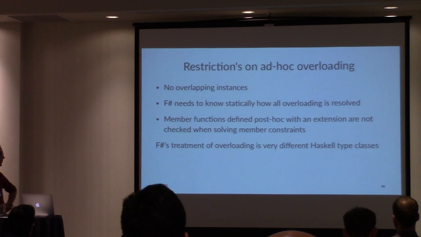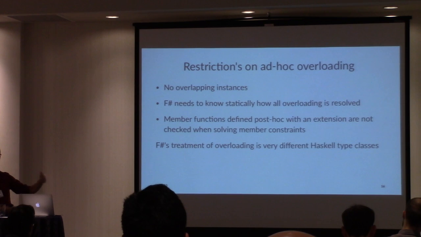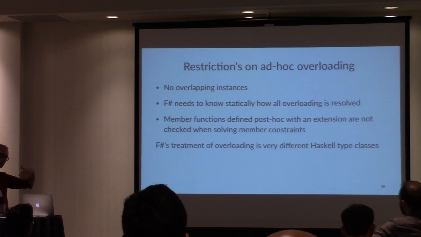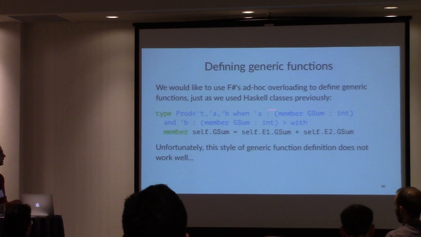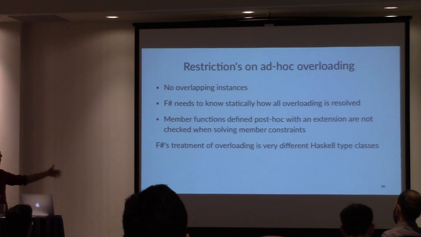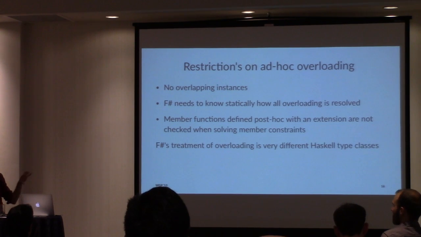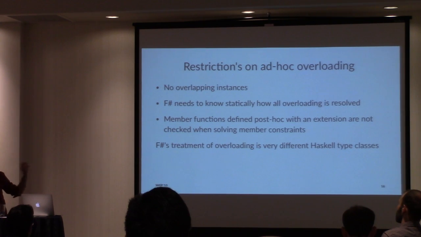And so these member functions, which we define post hoc with this extension mechanism, where you can add new members to existing classes or structs, are not checked when you're solving member constraints. So when you have a constraint like this that you need to solve, it doesn't look at any extensions which you've added post hoc. That means these three things put together make F# overloading much more restrictive than Haskell's type classes, and trying to do generic programming in this style, you're fighting a losing battle, essentially. You're trying to use the ad hoc overloading for something which it was never intended to support.